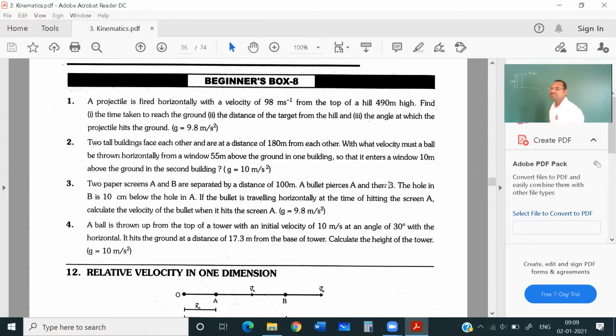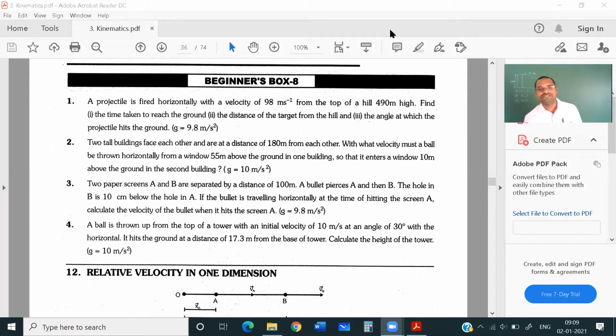Find the time taken to reach the ground. So what will happen? This will come like this and it will hit the ground. This is the x-axis. In what time will it hit the ground? Then the second question, the distance of the target from the hill. That means distance of the target is nothing but the range you need to find. Then the third one is at what angle it will hit the ground. It is hitting the ground at an angle theta, and that angle we need to find.